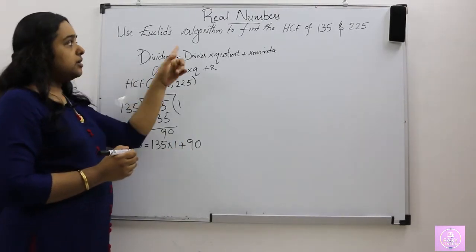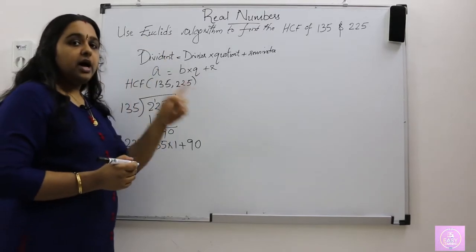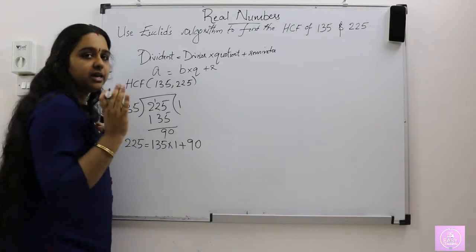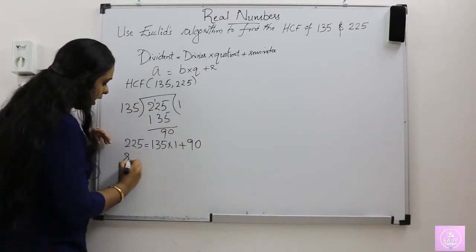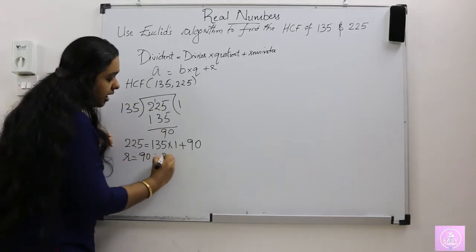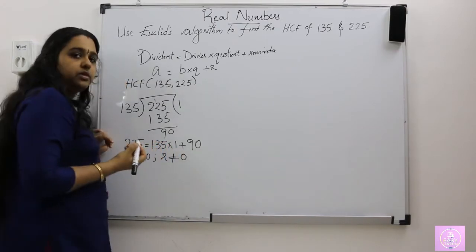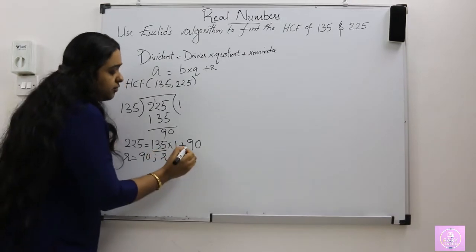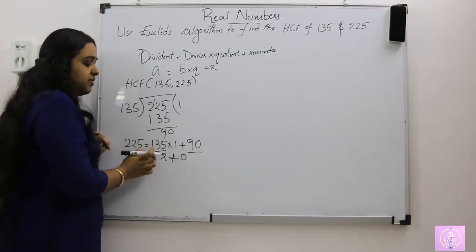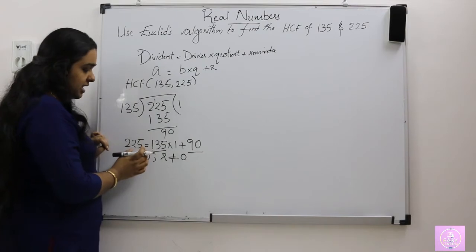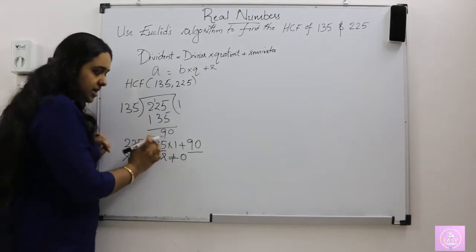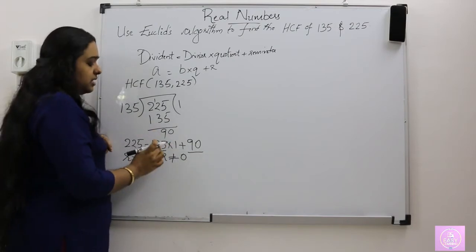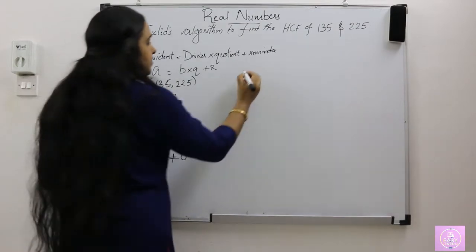But as per Euclid's division lemma, our remainder should be 0. So we have to continue the division until we get the remainder 0. Here R equals 90, that means R is not equal to 0. Then what do we have to do? We have to continue the division by taking the divisor and the remainder we got now, 135 and 90, as the dividend and divisor.